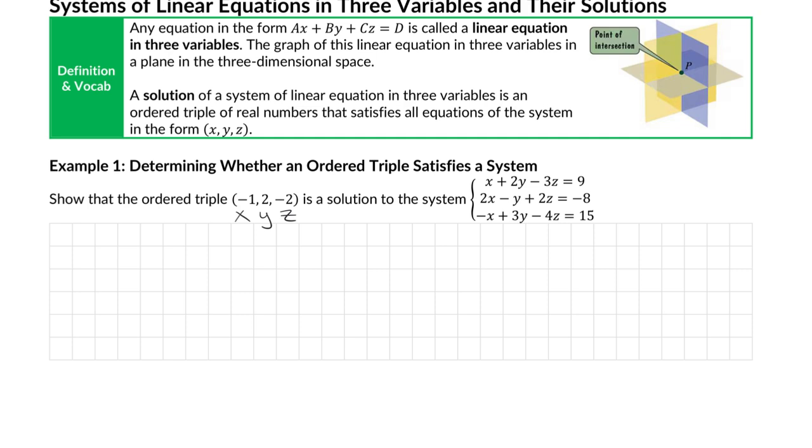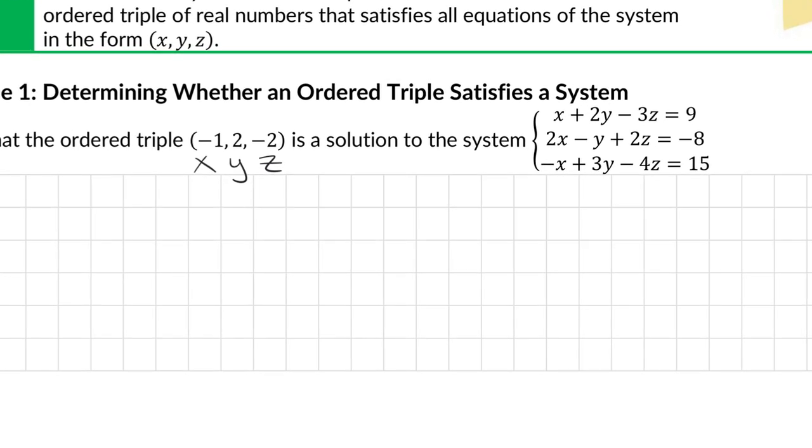What we would be doing is plugging the x, y, and z into that first equation. So that would be -1 plus 2 times 2 minus 3 times -2. And we're hoping when we do this arithmetic that it equals 9. Again, all I did was put the x where the x goes, y where the y goes, z where the z goes. We'll do this with our brain. I know you have a calculator, but let's do some mental math here.